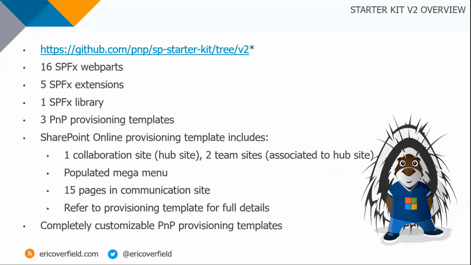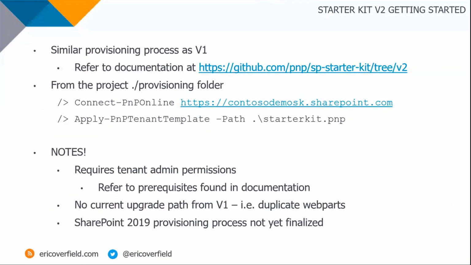The full details of what this is going to provision for you, including some content types and lists and libraries, some other assets as well, is all found in the provisioning template, which I'm going to do my best to get to so you can at least see where it is. And again, that's designed to be reviewed by you, customized by you, and turned into your provisioning solution. So it's fully customizable. How you get started on all this? It's a very similar process to V1. Of course, go to the GitHub page. For now, as I said, go to that V2 branch.